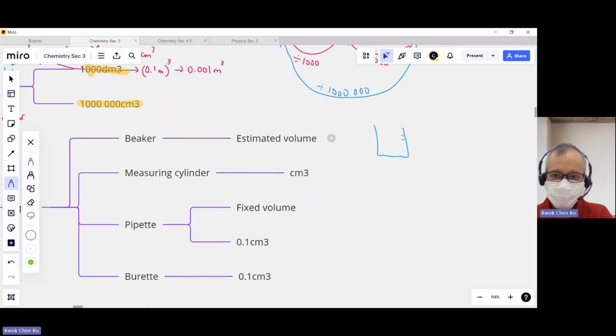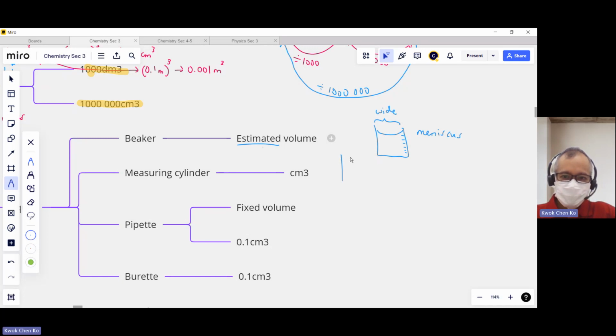Yes, they do have markings on the wall, but essentially I will not trust these markings. Simple reason, because the mouth of a beaker is rather wide. So first thing first, you are going to have a hard time looking at the meniscus. It is going to be very, very wide. So it's hard to actually find the exact level of the meniscus. To make a long story short, these markings only give you an estimated volume.